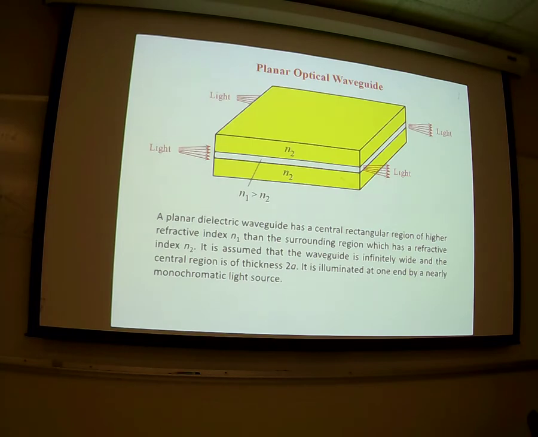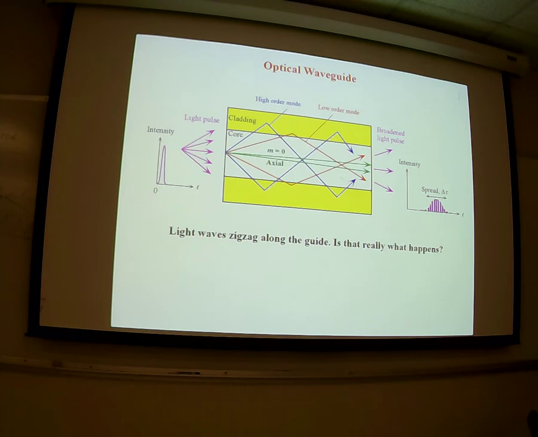Here's the planar flat slab guide I was talking about. Y'all see this? You have basically two different types of materials. An inner one has an index of refraction that's higher, like quartz. The outer one could be quartz with less doping or something, but they're very small differences. They're not large differences. So here's what happens in an optical guide.